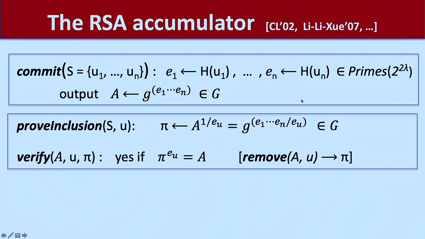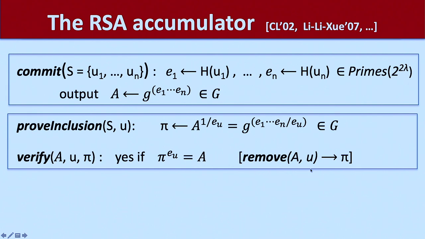And now you all probably know the way I prove inclusion is I just give you a root of the accumulator. So if I want to prove that U is in the accumulator, I give you an e_U-th root of the accumulator. That's the proof. And you can easily verify it by just raising the proof to the power of e_U, and checking that that's equal to the accumulator value. Yes, so far so good.